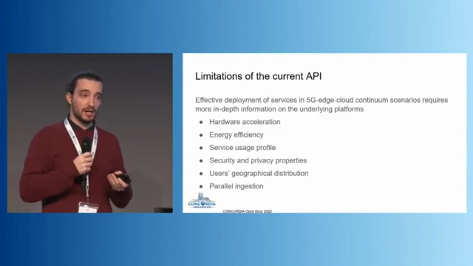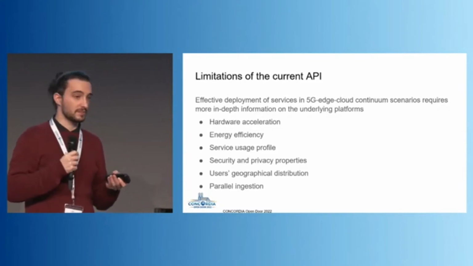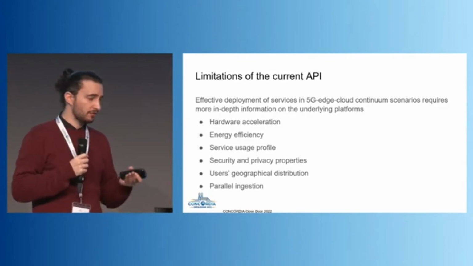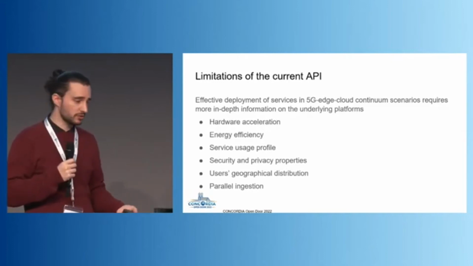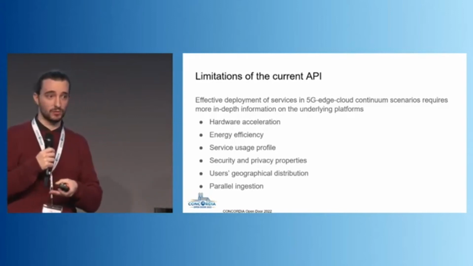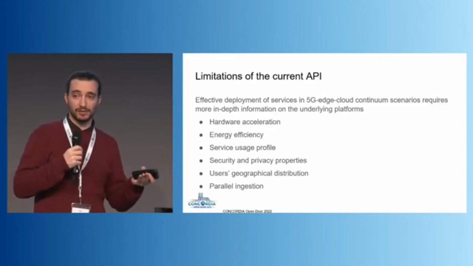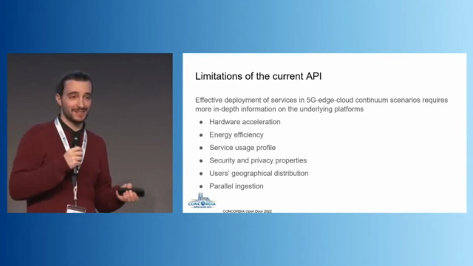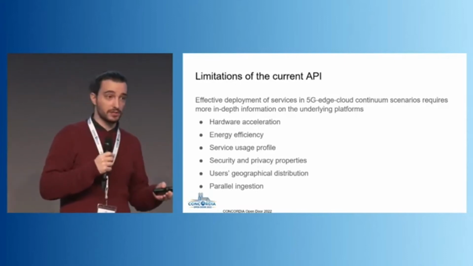We need a better API that gives us more information about the platform that we are using. For example, we may need information about hardware acceleration capabilities of the host, or the profile of other services that are running in the same node, or even the energy efficiency of the node. This kind of information is very useful if you want to choose where is the best place to deploy your services in a very distributed fashion.